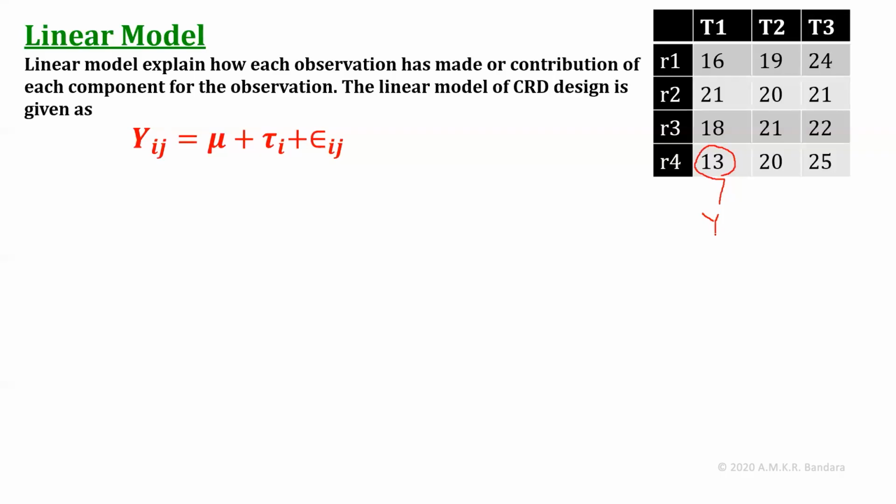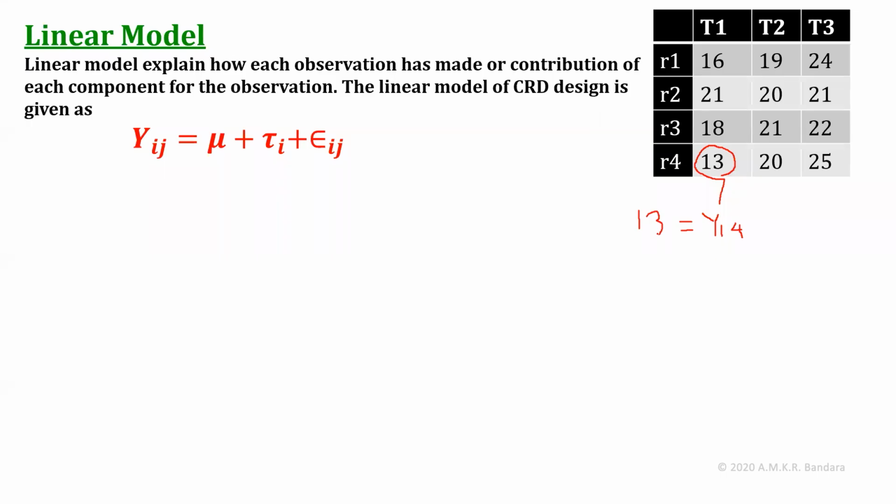This is an observation, therefore I denote it using Y, and I have applied first treatment here. So, the first subscript corresponds to treatment. And this is the fourth replicate of first treatment. So this observation I can denote using Y14. It belongs to first treatment and fourth replicate. Here the observed value is 13. So 13 is Y14.